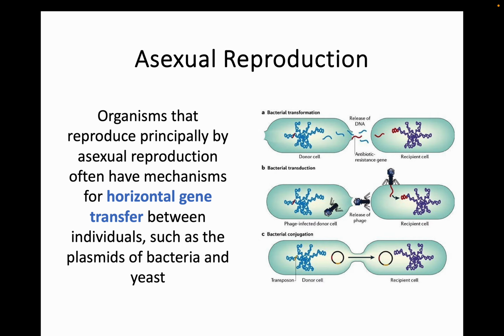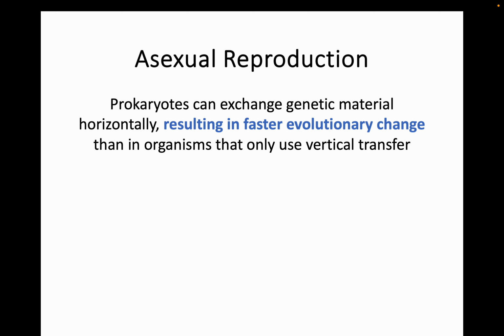If you remember, that is the passing of genetic information between members of the same generation. So this can happen in the plasmids of bacteria and yeast as well. And it's just the idea that if you're able to pass genetics or some form of your genetics across to members of your same generation, that will result in much faster evolutionary change because you are getting a bit more variation going on there than organisms that only used vertical transfer. Vertical transfer being from parent to offspring to F1 to F2, that side of things.